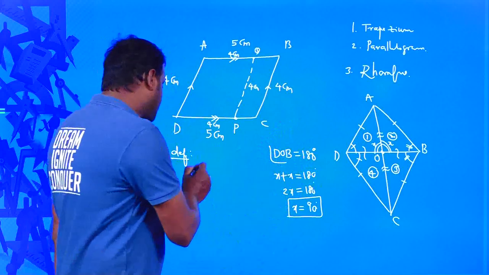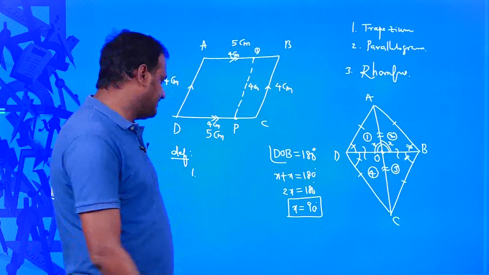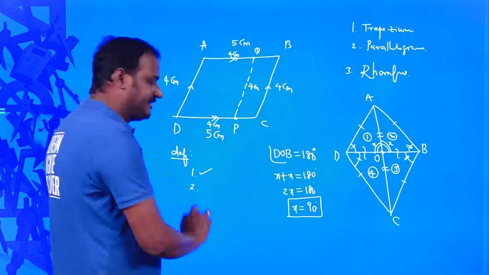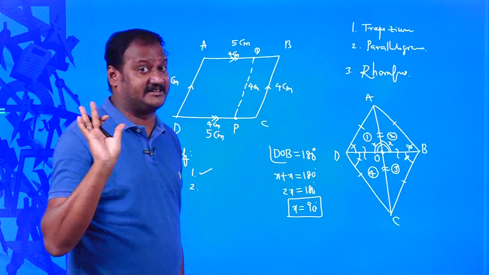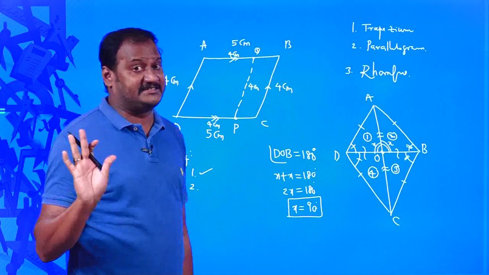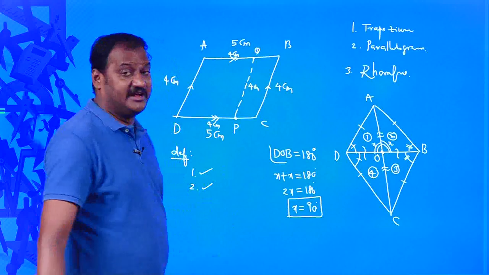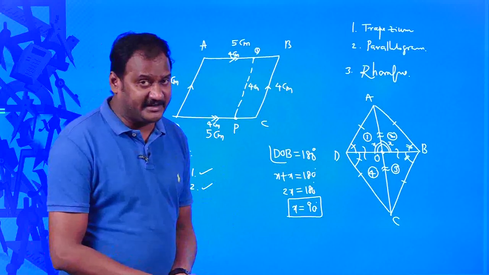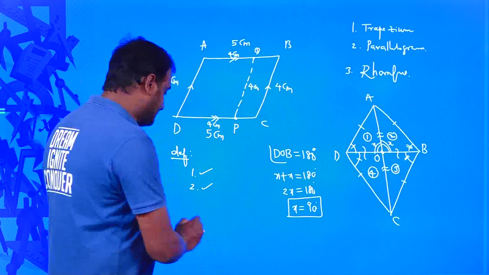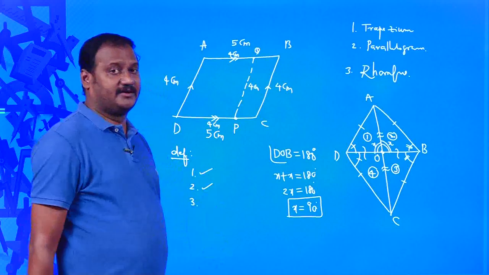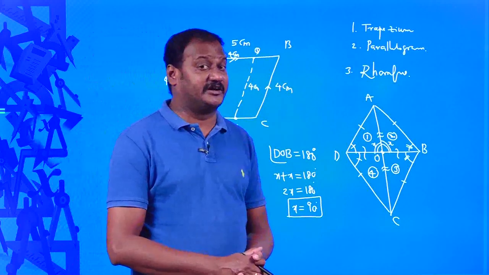And what is the first property of our rhombus? All the four sides are equal. That is the first property. And what is the second property? The second property is regarding the diagonals. Diagonals are right bisectors. Diagonals bisect each other perpendicularly. That is a very important property of our rhombus. And what is the third property? The third property is that the diagonals are also the angular bisectors. That is the third property of a rhombus.